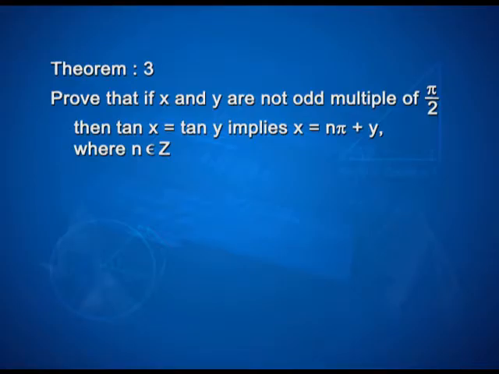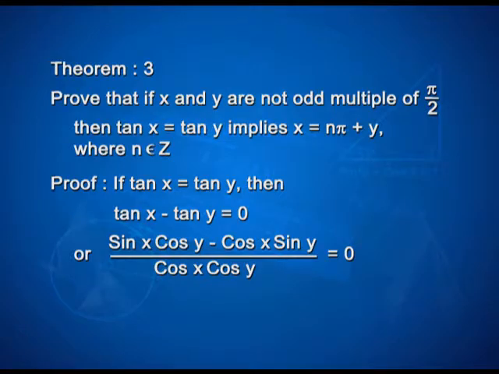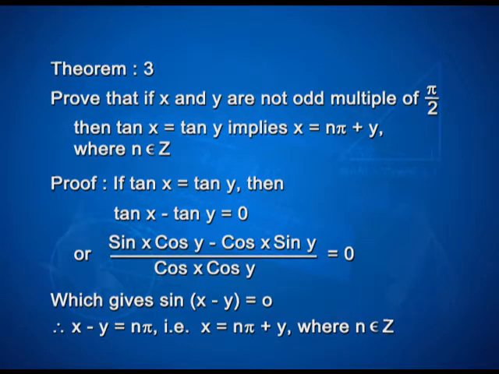In this theorem, we prove that if x and y are not odd multiples of pi by 2, then tan x is equal to tan y implies x is equal to n pi plus y, where n belongs to z. In the proof, if tan x is equal to tan y, then we could write (sin x cos y minus cos x sin y) upon (cos x cos y) is equal to 0, which gives sin of (x minus y) is equal to 0. Therefore, x minus y is equal to n pi, that is x is equal to n pi plus y, where n belongs to z.